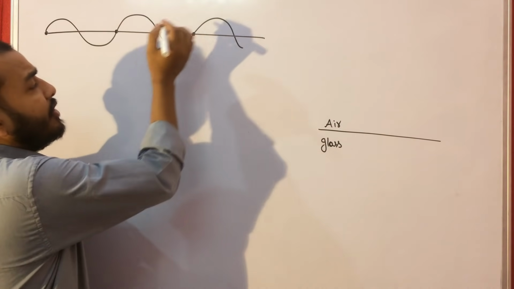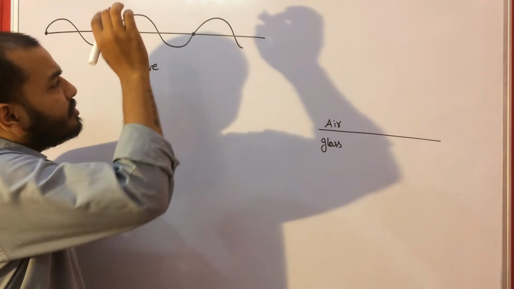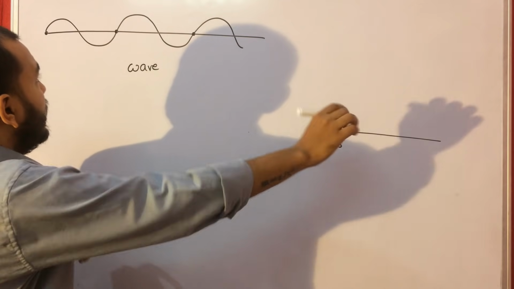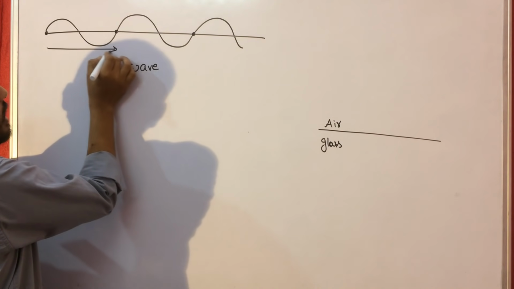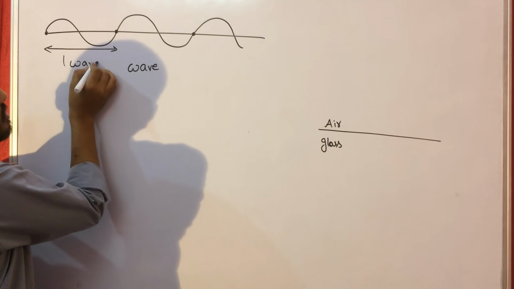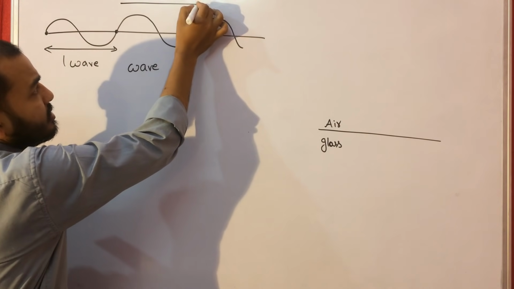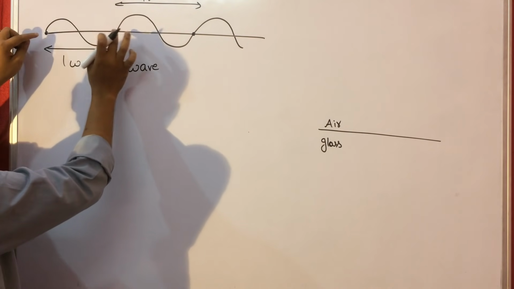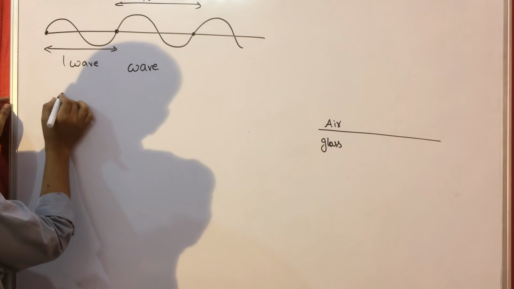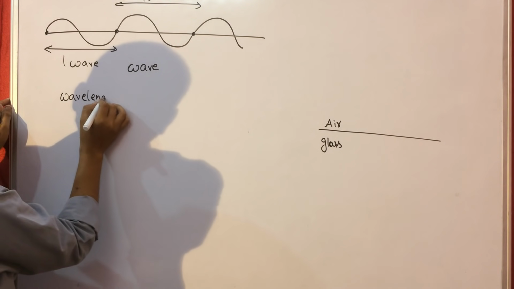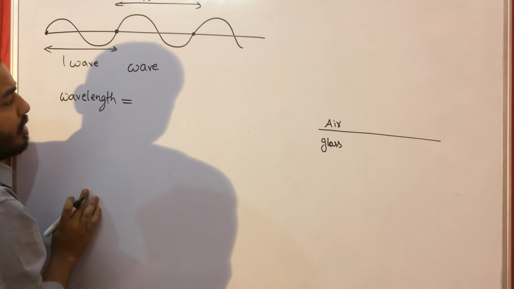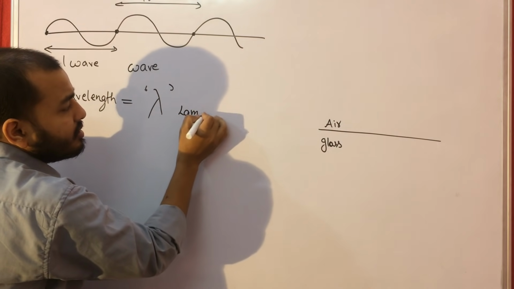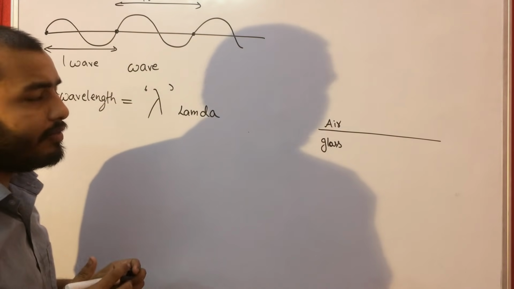See, light is a wave. A wave is something like this. It travels in the medium. And this is known as one wave. Just like this is one wave. This distance of one wave is called wavelength, denoted by the symbol lambda. It is lambda, a Greek symbol for wavelength.